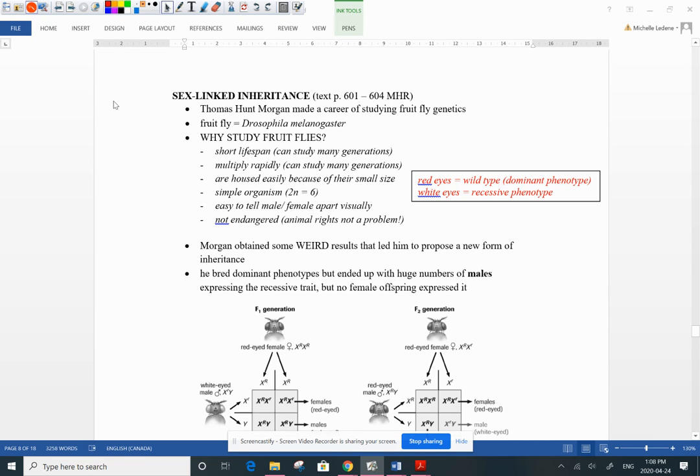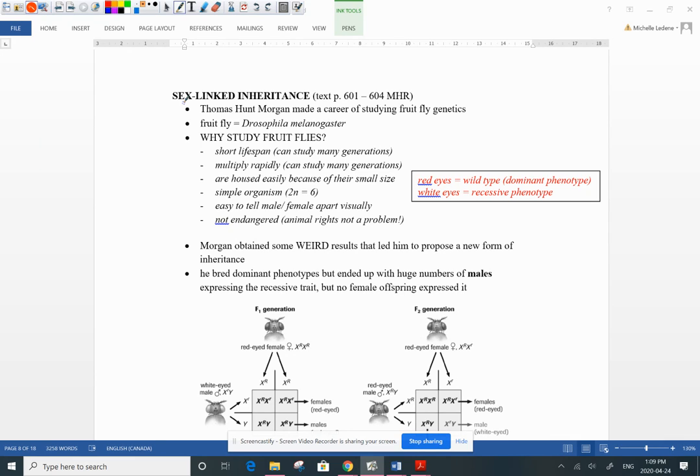Okay, next we're going to talk about sex-linked inheritance. So this is a different kind of inheritance than what we've been talking about. And the guy who is famous for this is Thomas Hunt Morgan, and he studied fruit flies. And you're probably thinking to yourself, who would want to study those god-awful fruit flies, those Drosophila melanogaster? There's actually a lot of really good reasons for doing that.